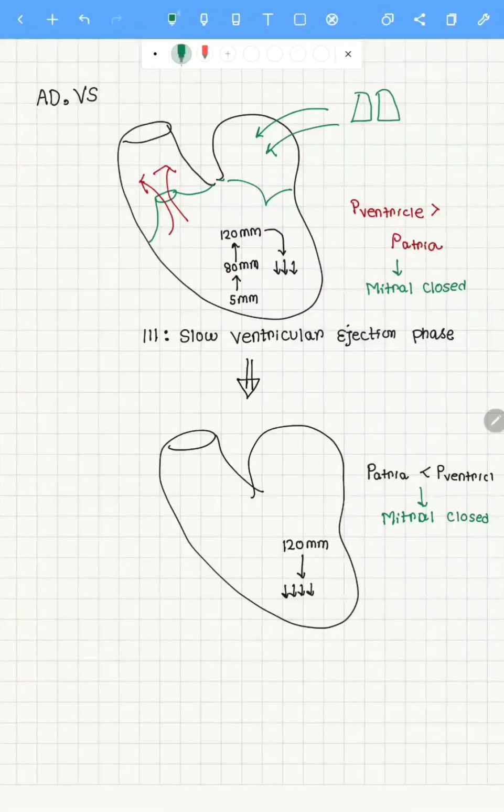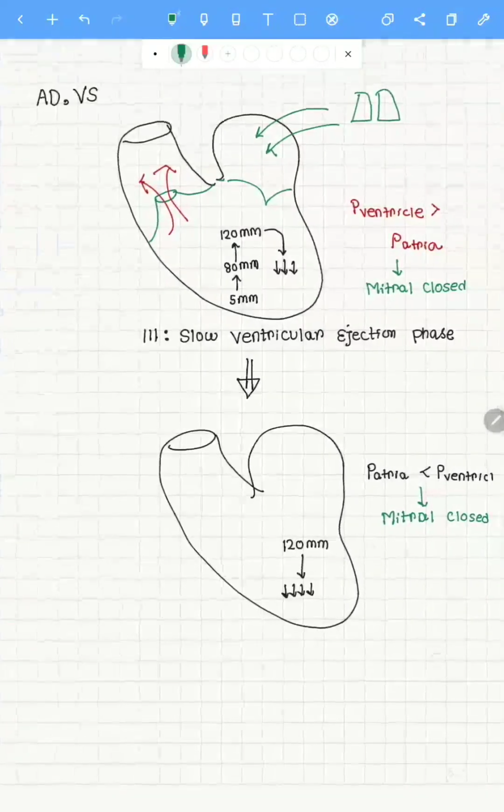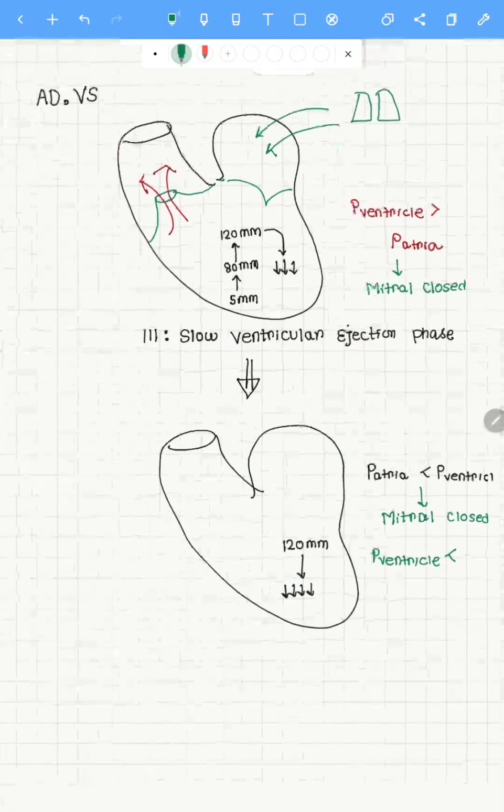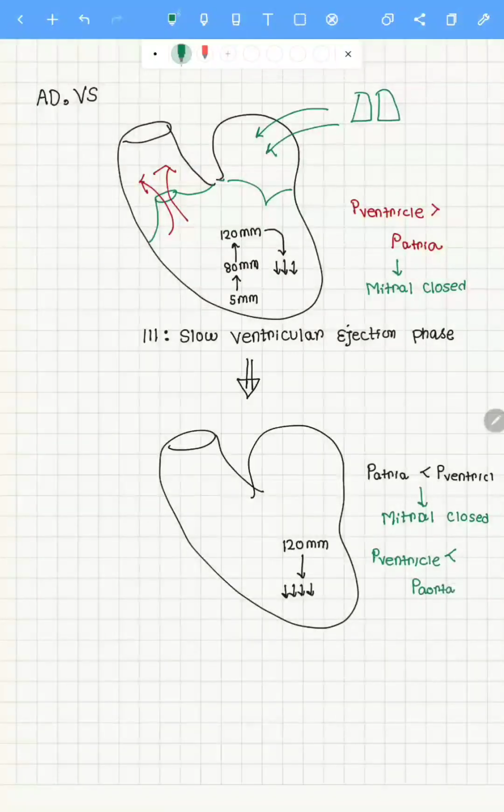Now in the last phase, pressure of ventricle was higher than the pressure of aorta. As you can see, that's why it was slow ventricular ejection phase. But in this phase, ventricular pressure will not remain higher than the aorta. It will be lower than the aortic pressure. That will lead to the closure of the aortic valve. So mitral valve is closed, aortic valve is also closed. In this phase, ventricle is again behaving as a closed chamber and it is relaxing. So it is the phase of isovolumetric relaxation.